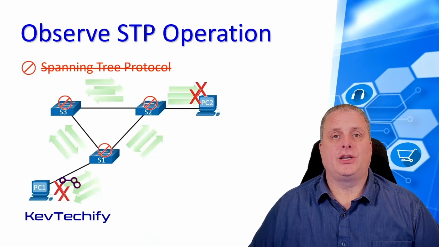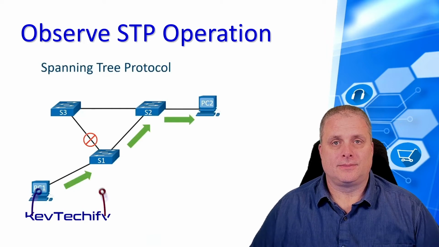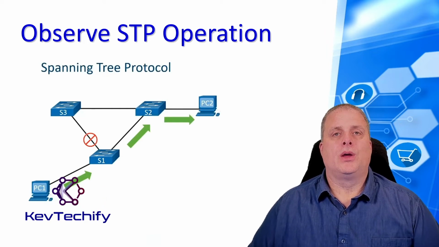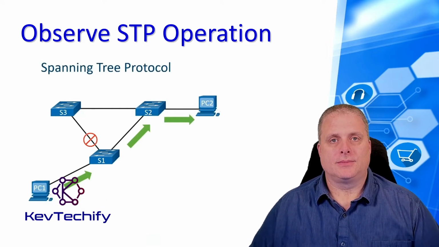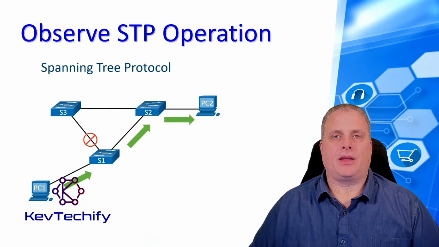If we turn the spanning tree protocol back on, order is restored, redundant links are blocked, and we have a path through the network.